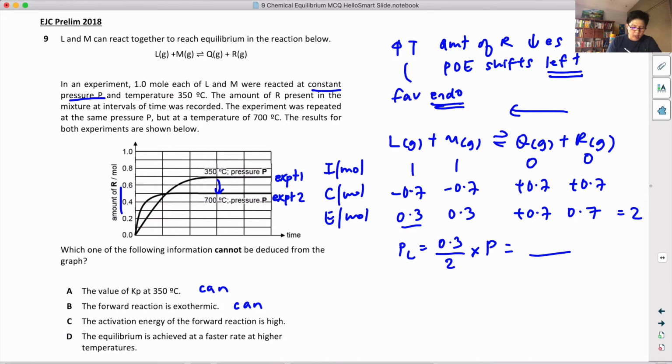The activation energy of the forward reaction is high. In fact, there's nothing mentioned about activation energy. This is the one that you cannot deduce. Equilibrium is achieved at a faster rate at high temperature. Yes, because higher temperature always results in a faster rate of reaction. So this one is definitely true. So the answer is C.